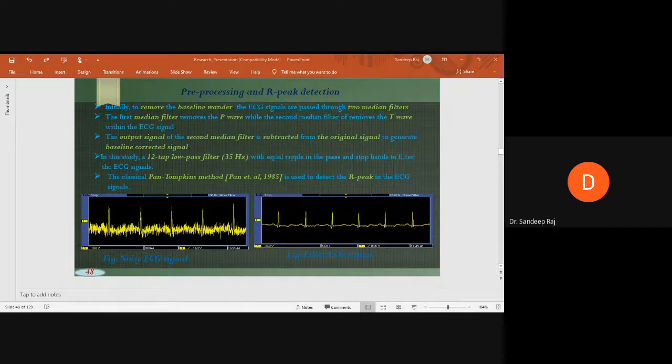The output of the second median filter is subtracted from the original signal to generate the baseline corrected signal. And finally, a 12 tap low pass filter is used with equal ripple in the pass band and stop band to filter the ECG signals. And consequently, the R peak is detected. After detection of the R peak, first of all, we have implemented the DOST algorithm, which is the existing algorithm, discrete orthogonal Stockwell transform, and it is implemented using this equation.